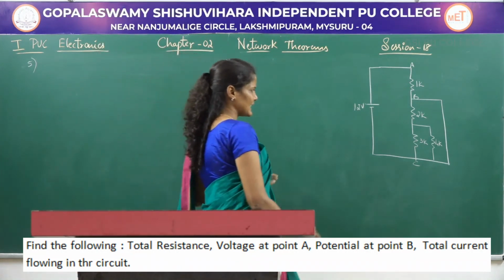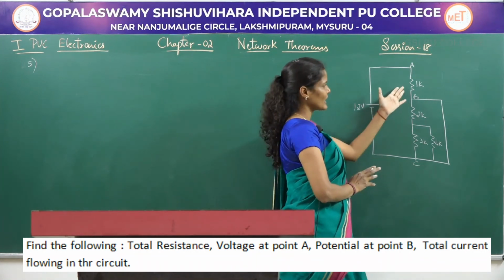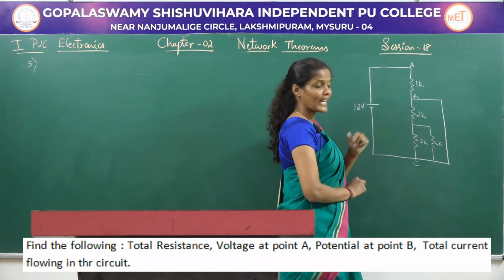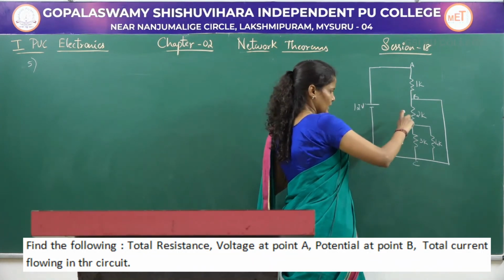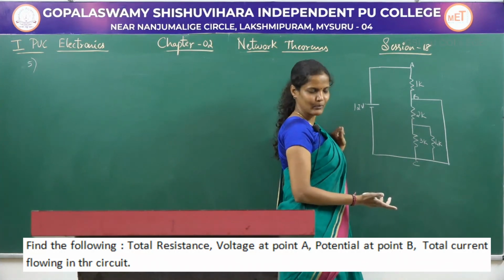Total resistance, when it is said, in this diagram I am having 4 number of resistors whose values are equal to 1k, 2k, 3k and 4k. Here 3k and 4k are connected in parallel, we can say.